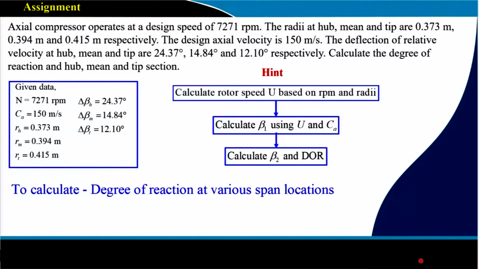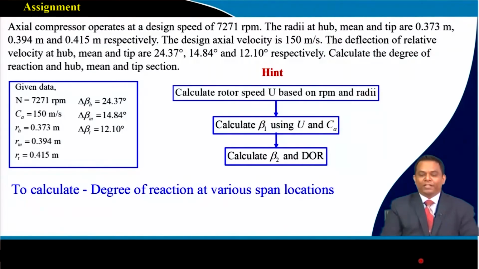So for the assignment, it was given that an axial flow compressor operates at a design speed of 7271 rpm. The radius at hub, mid and tip sections are 0.373 meter, 0.394 meter and 0.415 meter respectively. The design axial speed is 150 meter per second. The deflection at hub, mean and tip sections is given as 24.37, 14.84 and 12.10 respectively. You need to calculate the degree of reaction at hub, mean and tip stations.